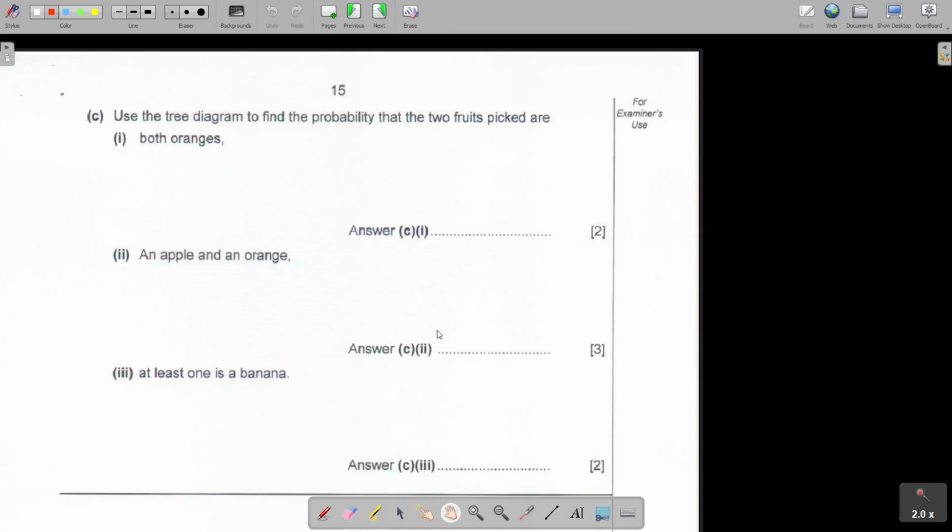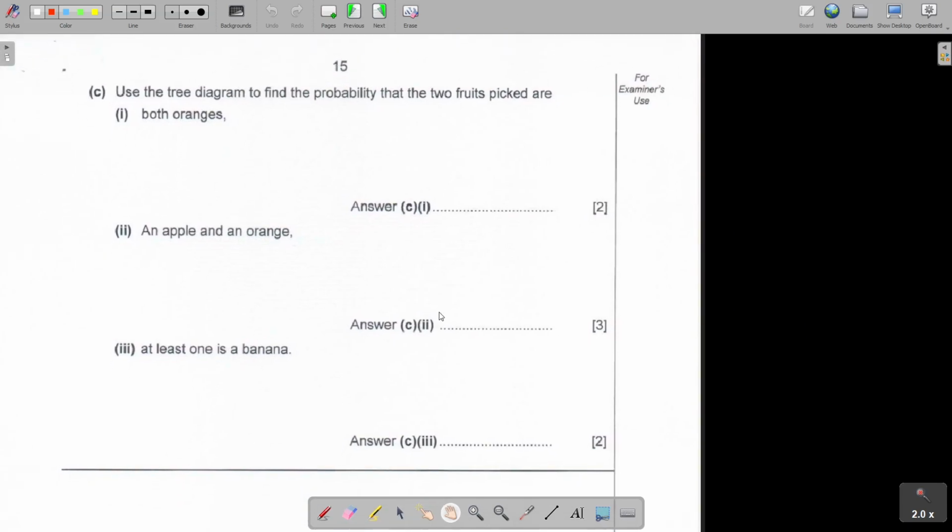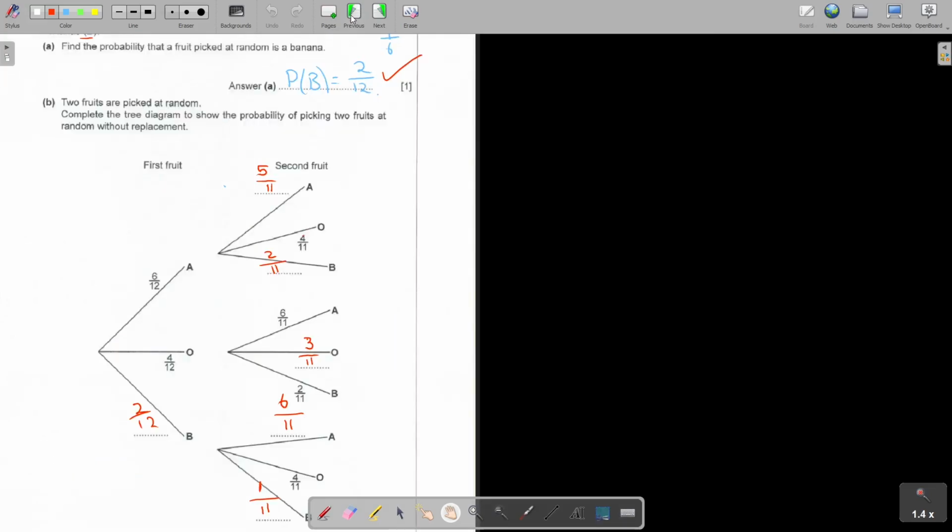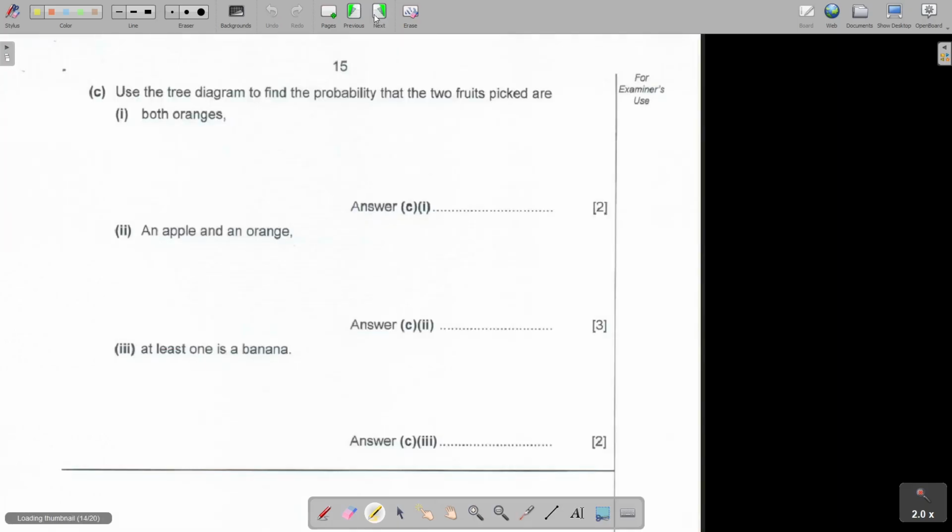Okay, here I am. Now, use the tree diagram to find the probability that the 2 fruits picked are both oranges. Now, I have to first go to that branch. Okay, so oranges, that is not going to be so difficult. So both oranges, it's just going to be this one. Orange, orange. So basically, I'm just going to take this one and multiply it with this one. Okay, so let's go and do it on the next page.